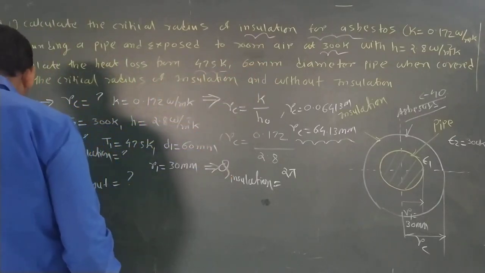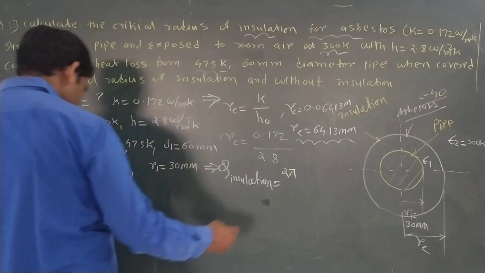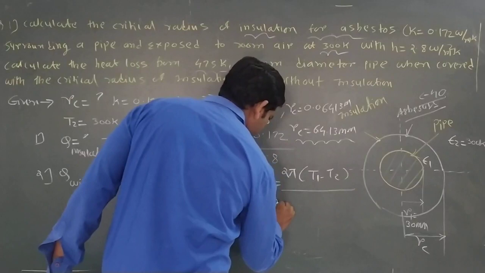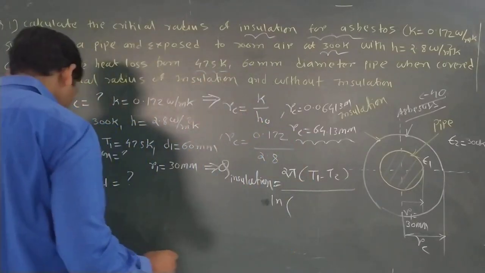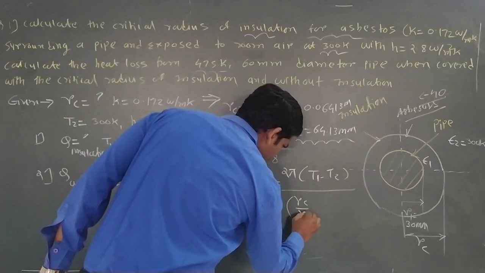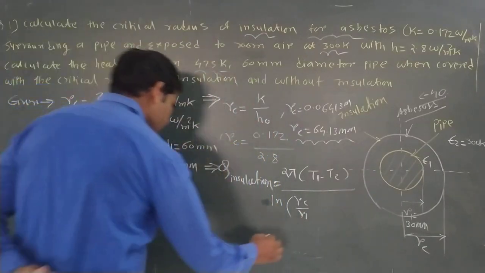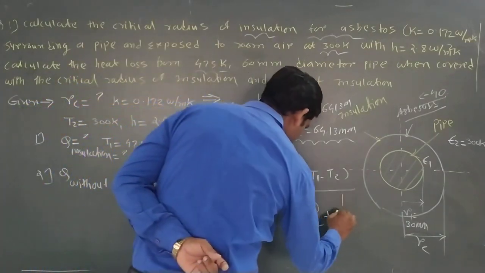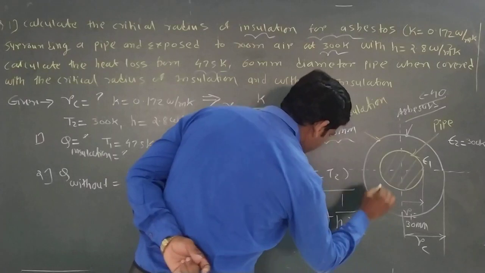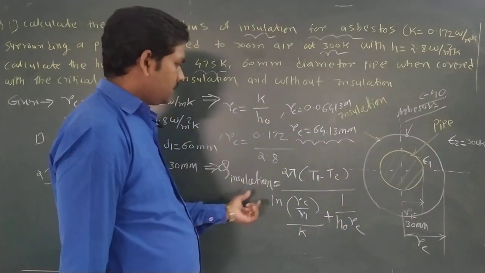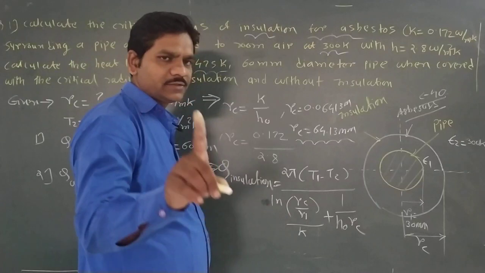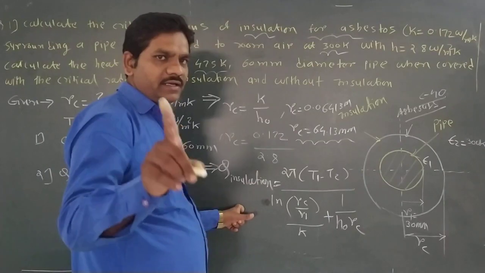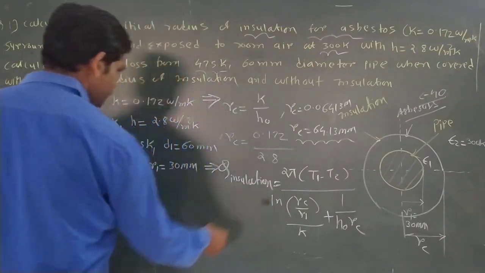So Q upon L is equal to 2 pi (T1 minus T2) upon [ln(RC upon R1) upon K plus 1 upon HO into RC]. This is the standard formula we have. So just put the values here per unit length. The value of L becomes 1, so that's why I am not considering it here. L is equal to 1. So just put the values.